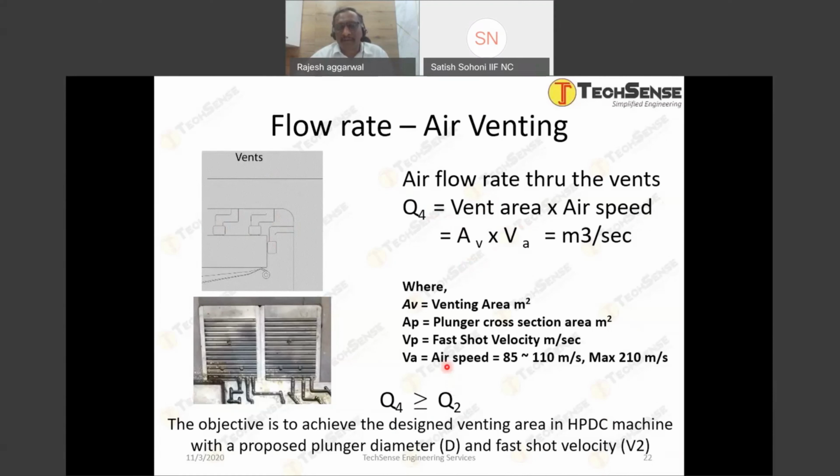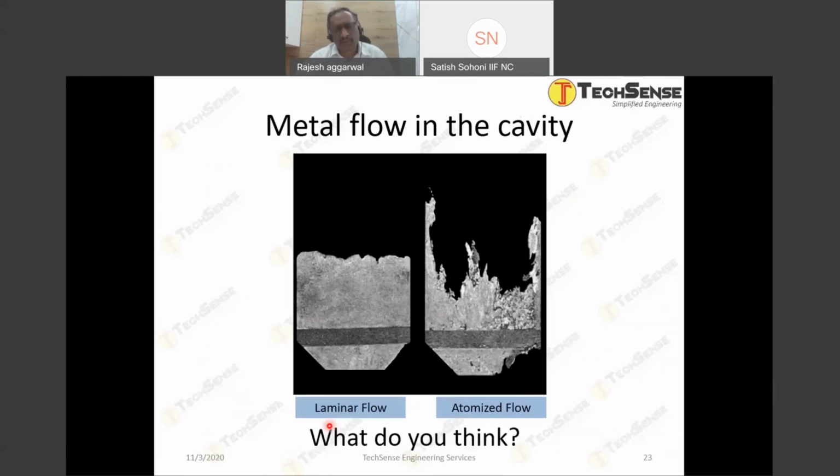Normally the air speed we assume is in the range of 85 to 110 meters per second, which can go up to a maximum of 210 meters per second. Even beyond this, the steel will start eroding, right? The objective here is to achieve the design venting area in the HPDC machine with the proposed plunger diameter and the fast shot velocity. Now, another important parameter: metal flow in the cavity.